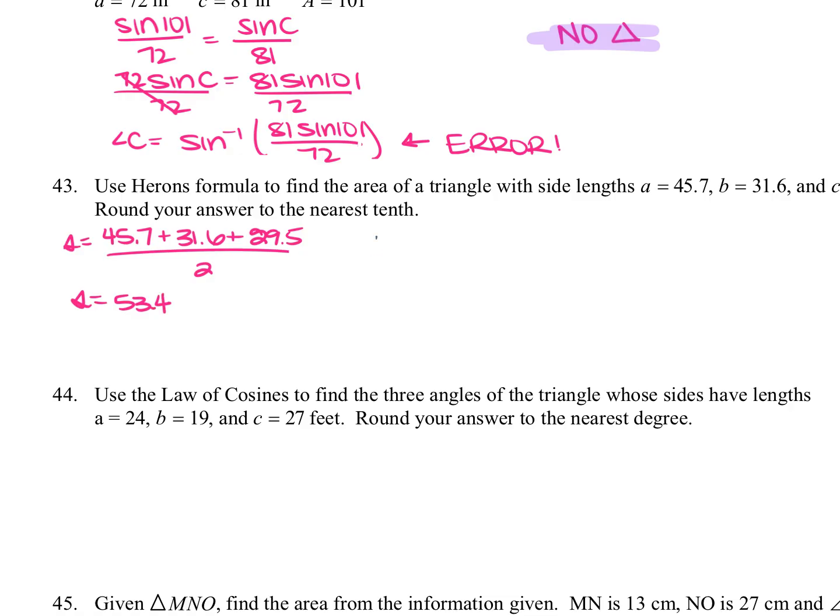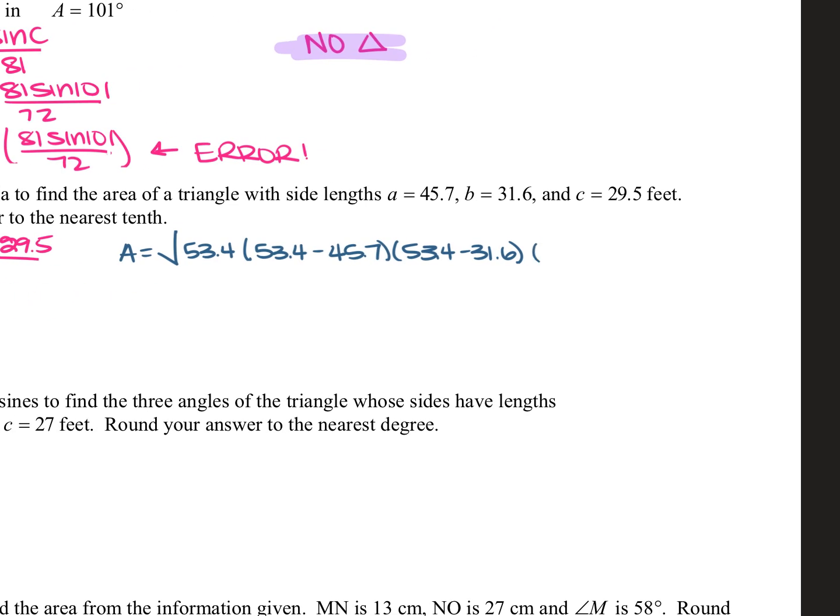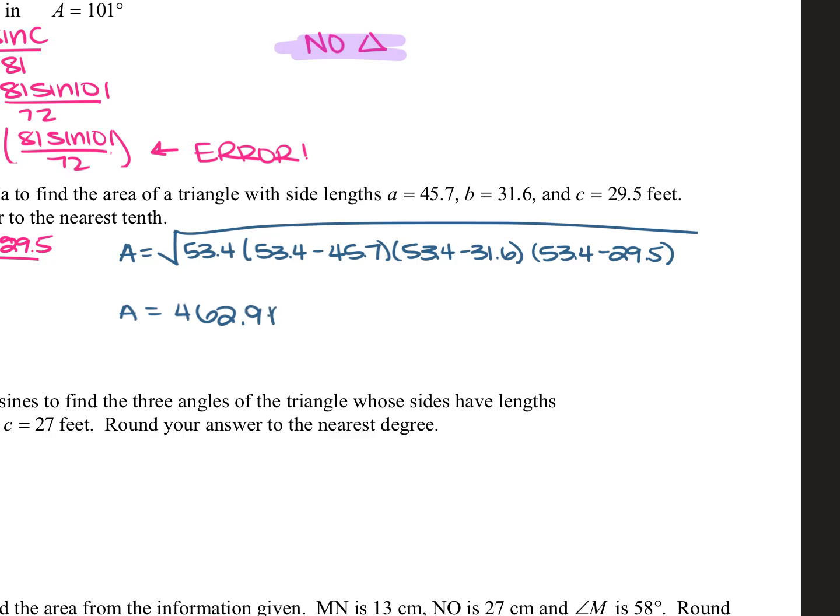From here, we're going to use the formula. So we're going to take the square root of S, which is 53.4, times S minus A, times S minus B, times S minus C. Again, you're plugging all of this into your calculator. So this gives you an area to the nearest tenth of 462.9 feet squared.